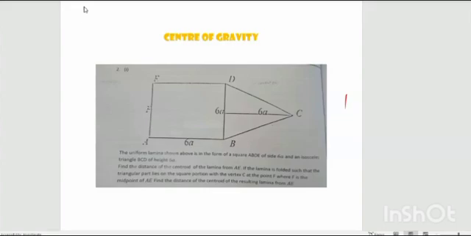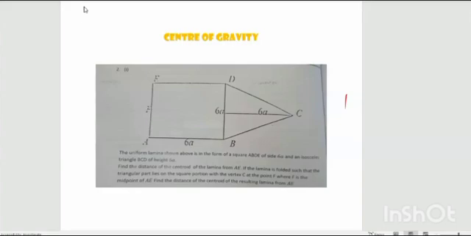Today I would like us to work on the center of gravity. What do you mean by the center of gravity of an object? Now the center of gravity is where the weight of that object appears to act, the overall weight.